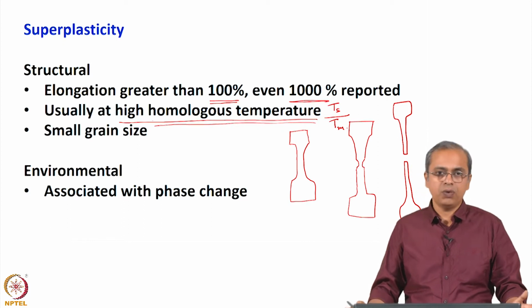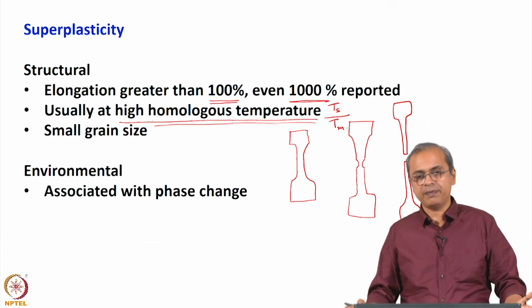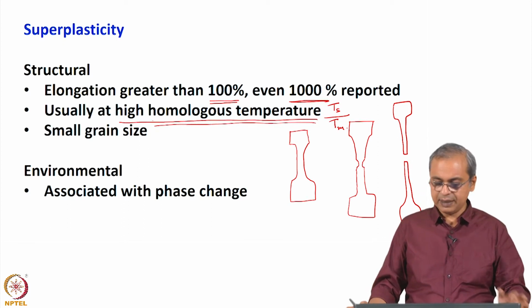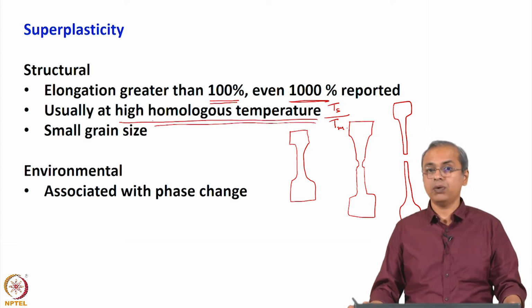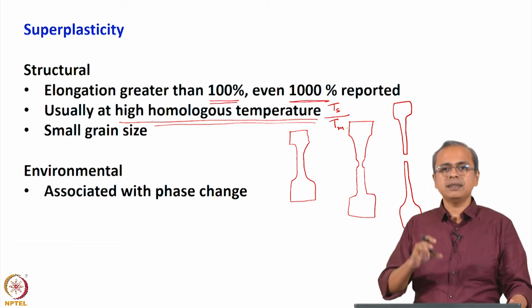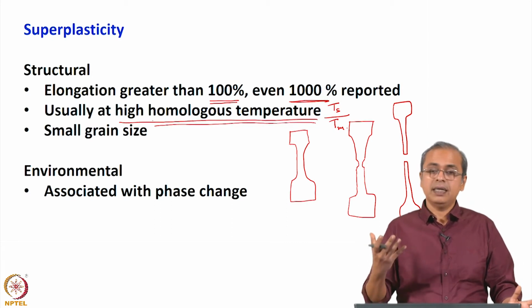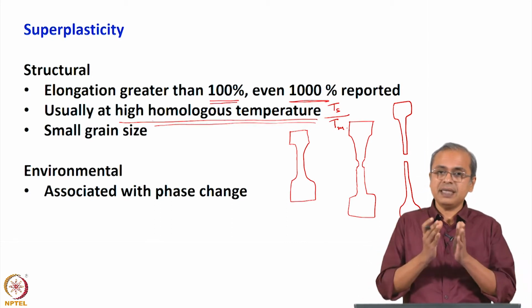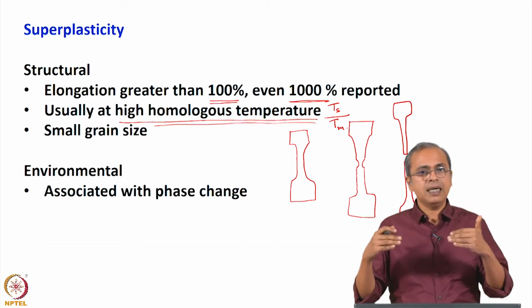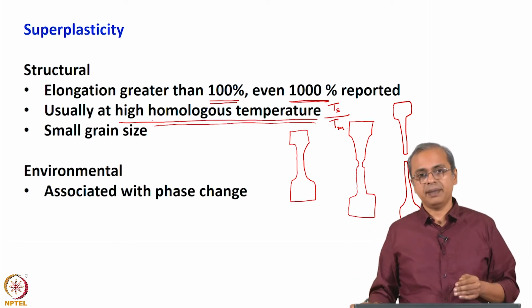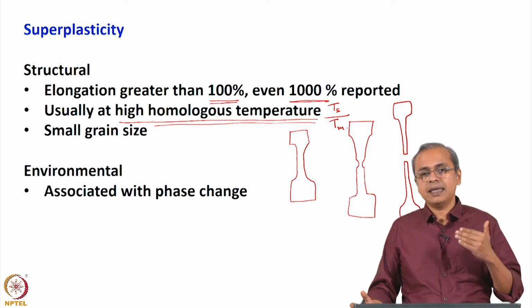So, if you are looking at half the melting point of the sample or even higher than that, 0.6 Tm etc., then you say that you are at a high homologous temperature. This is very important because it is not simply the temperature that counts. When we say something is high temperature or low temperature, that is always a relative statement, and it is relative to what?